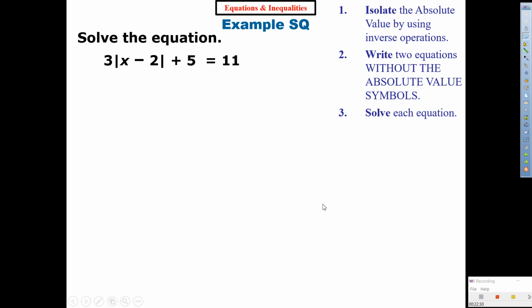Example 1C, copy that one. Let me pause this really quick. It reads: example 1C, absolute value of y minus 3, close the absolute value, plus 10 equals 8.